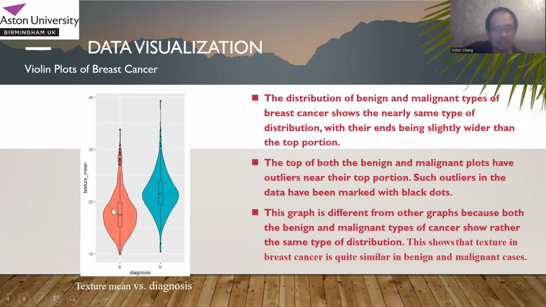So you can see that for texture mean versus diagnosis, there are some outliers for both, but there are more for the benign. The top of both the benign and malignant plots have outliers near their top portion. Such outliers in the data have been marked with the black dots. This graph is different from the other graph because both the benign and malignant types of cancer show rather the same type of distribution. This shows the texture in breast cancer is quite similar in benign and malignant. It means that it looks similar, although it may have a different texture mean.